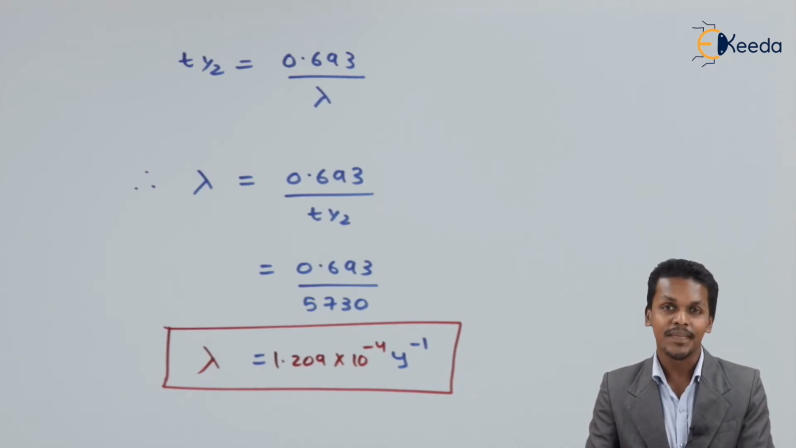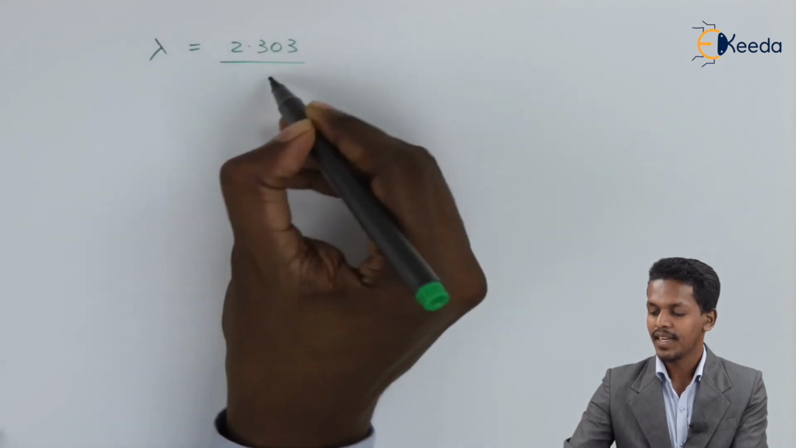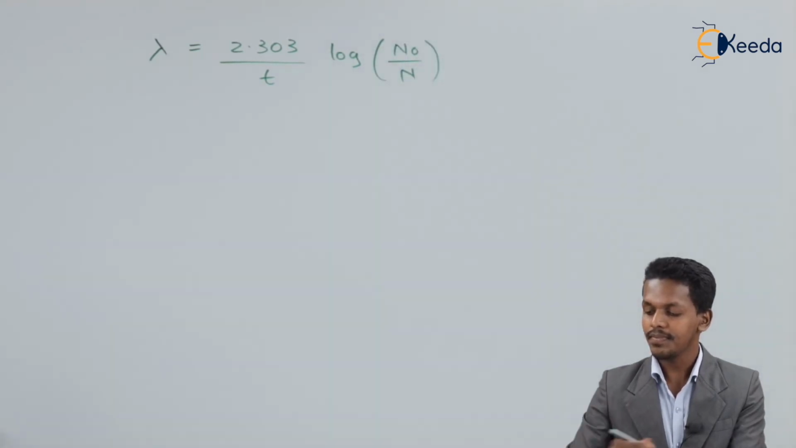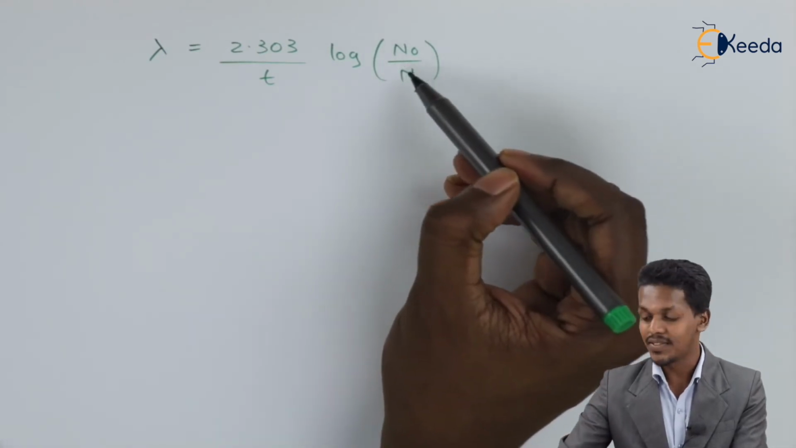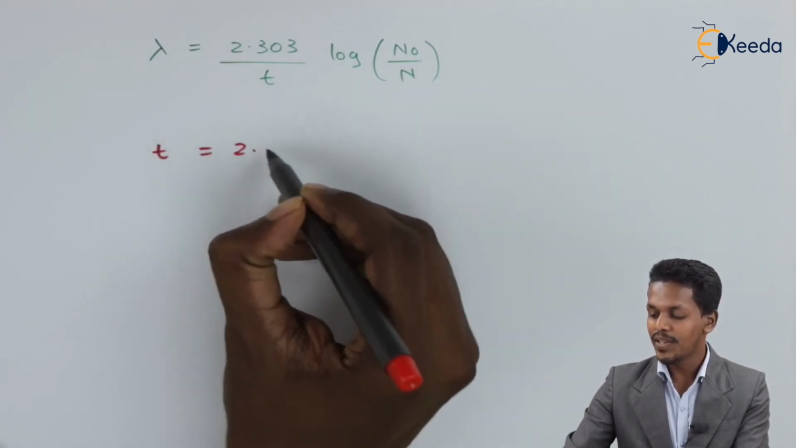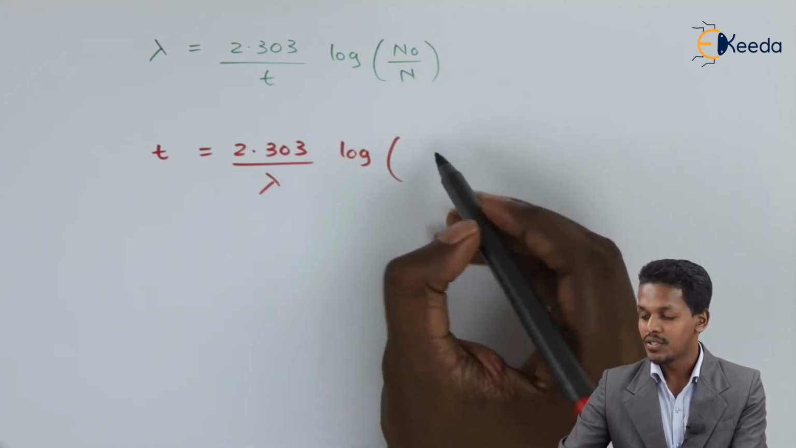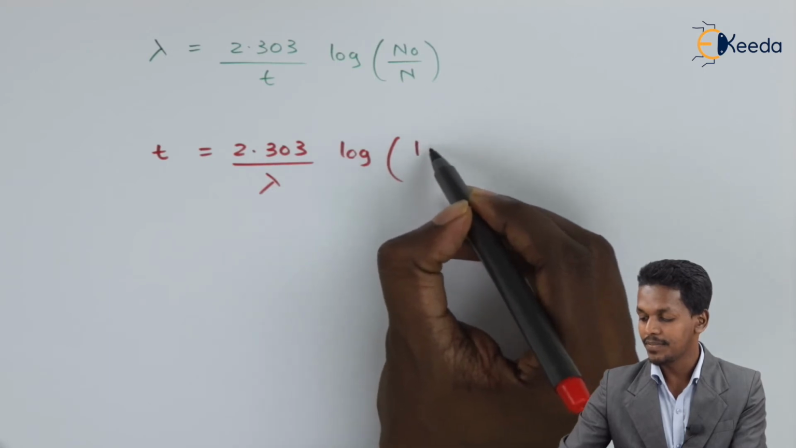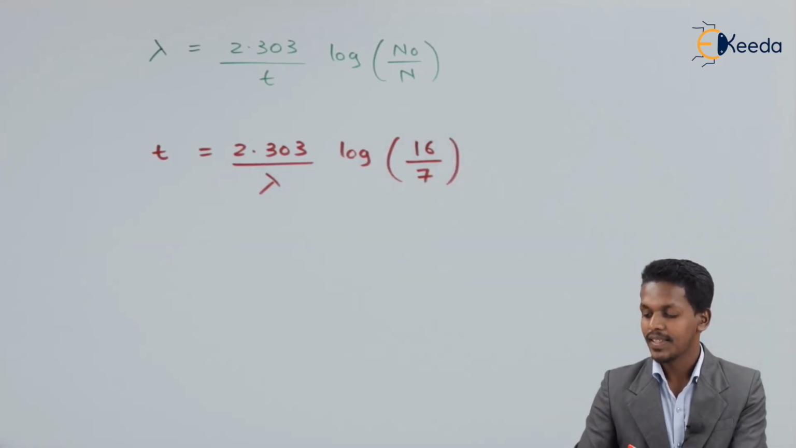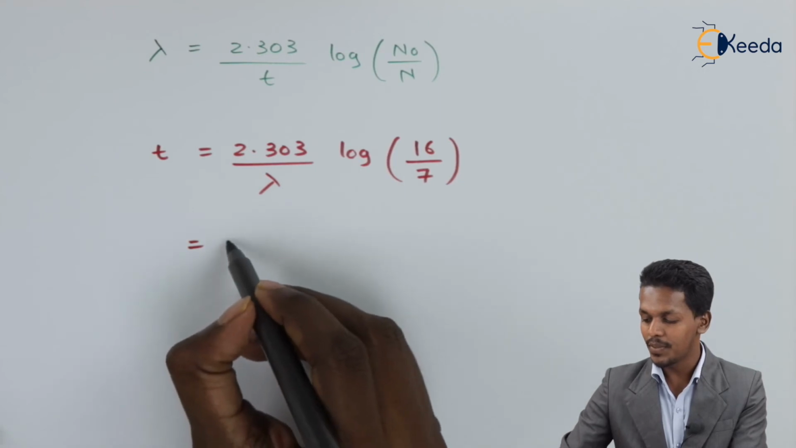So let's see the formula. The formula for the decay constant is lambda is equal to 2.303 divided by the time, times log to the base 10 of the ratio N naught divided by N. Here we have the values of N naught as well as N. Let us substitute these values, and obviously we have to find the time. So t is equal to 2.303 divided by lambda, times log to the base 10 of N naught divided by N. N naught has been given as 16, while N has been given as 7. Let's calculate this by substituting the value of the decay constant here also.